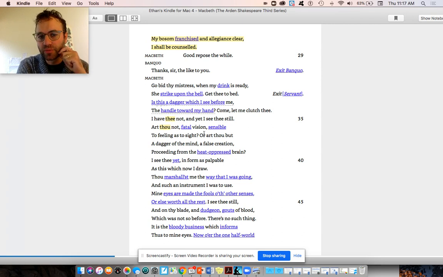Then he asks more, he's still talking to this dagger that he's hallucinating and seeing before him, and he says, or art thou but a dagger of the mind, a false creation proceeding from the heat oppressed brain? And this is a really interesting image, an interesting idea. It relates to this idea that they had about heat and cold and its relationship to emotions.